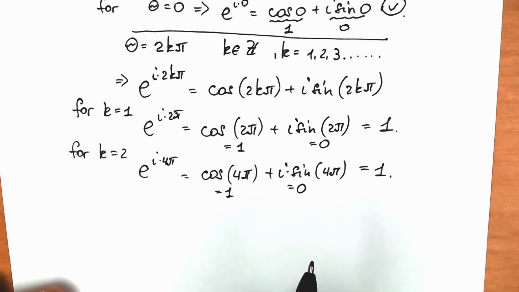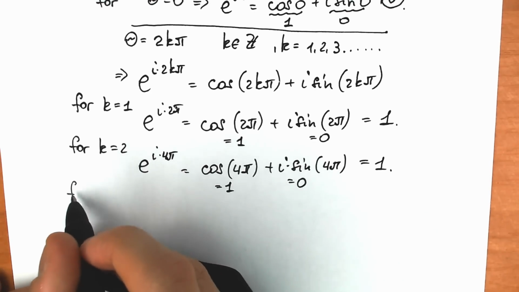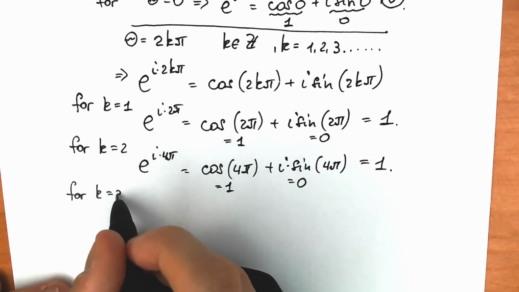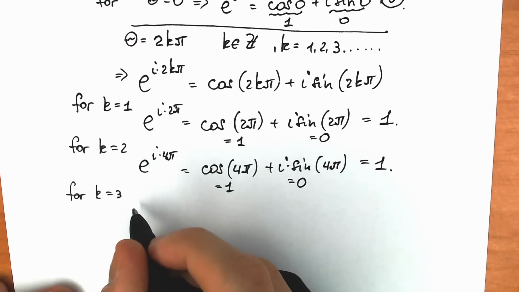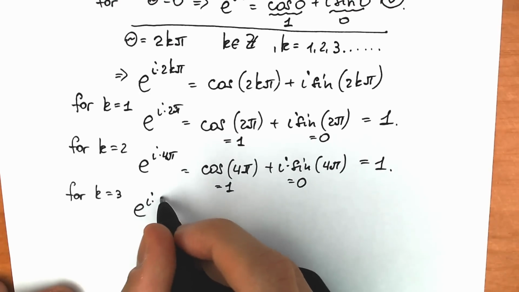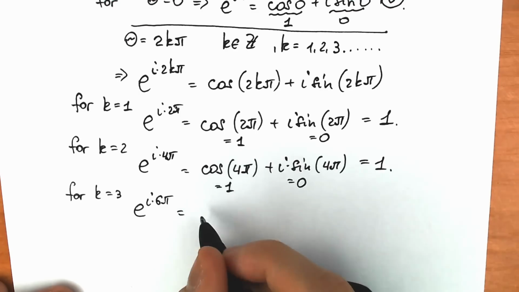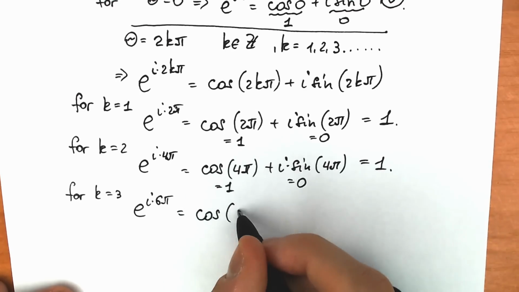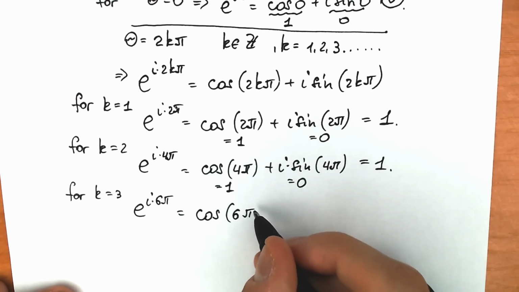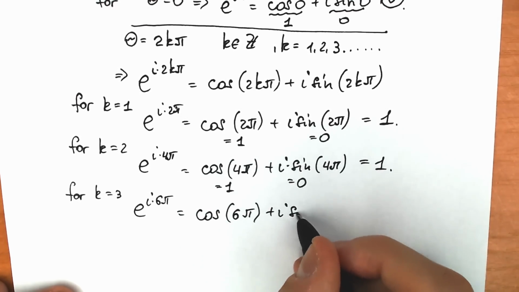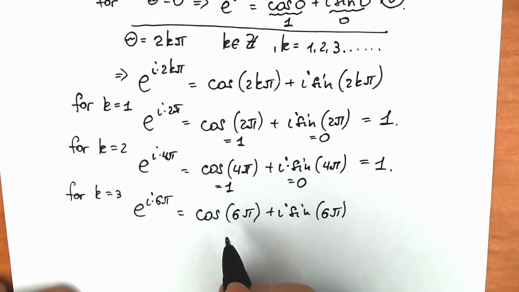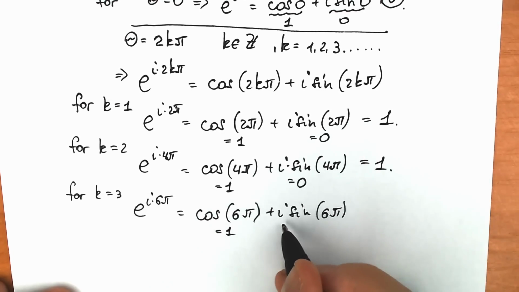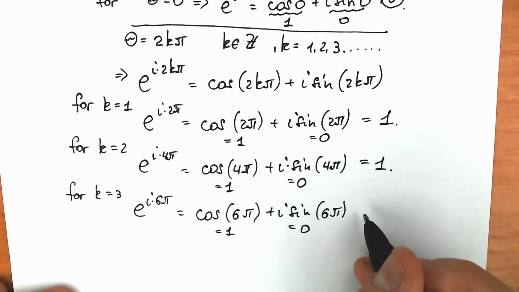So one more, k equal to 3. So 2k is equal to 6. As a result, what do we have? e to the power I times 6 pi on the left side, equal to cosine 6 pi plus I times sine 6 pi. And right now let's look closely. What do we have? Cosine 6 pi equal to 1, and sine 6 pi equal to 0. So 1 plus 0 equal to 1.